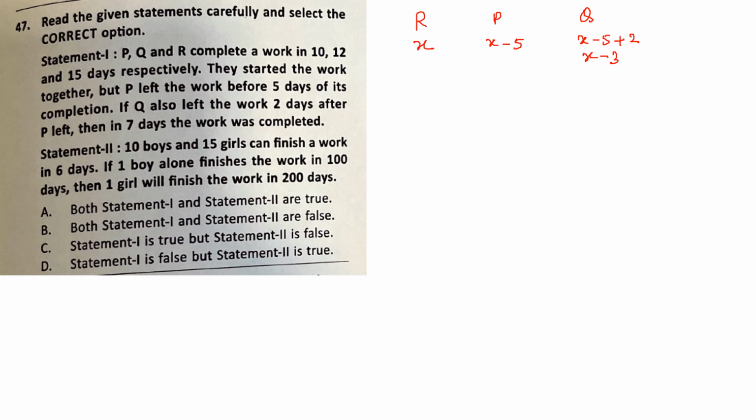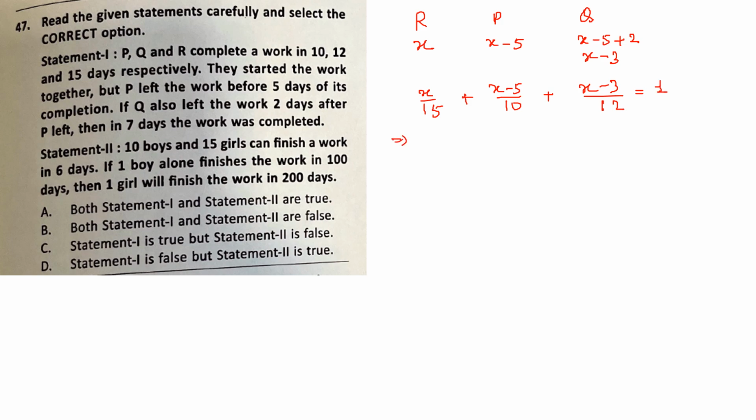Now let's find the work. R's work will be X by 15. P's work will be X minus 5 by 10. And Q's work will be X minus 3 by 12. And if I add all their work, then the work should get completed, and that is one complete work.